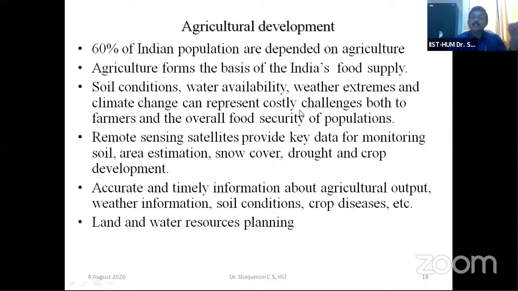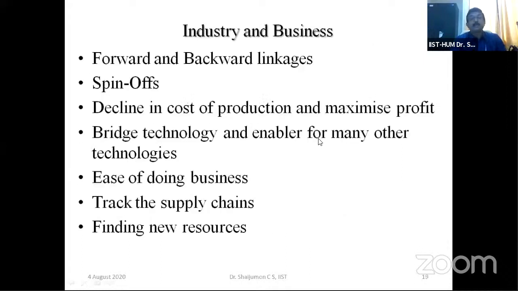Accurate and timely information about agriculture output, weather information, soil conditions, crop diseases, land and water resources planning, all these, you name it, whatever the activities in agricultural development, you can see that for all of them space technology has a role to play. This is very, very important. So this important sector we have to develop by using space technology.